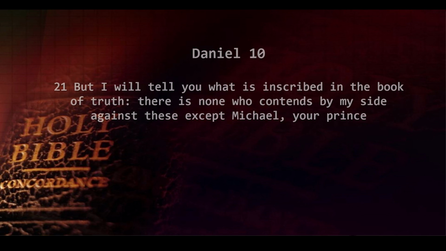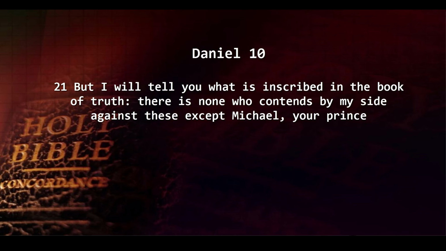Well, now let's look at Daniel 10:21. Notice the angel speaking to Daniel, Michael, everyone else. But I will tell you what is inscribed in the book of truth. I'm going to tell you what God has written in his book. There is none who stands by my side, none who helps me against these except Michael, your prince. Michael, your prince, right? Well, only different in the sense that Christ says, now disarm them. So when we preach the gospel, that's our weapon to reclaim the nations for Christ.